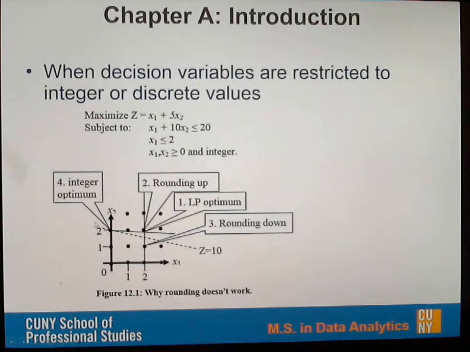So the objective function for this particular case is no longer somewhere here on the boundary; this would be the integer optimum. This is the LP optimum, but you could not round up or round down to find the integer optimum. That's why we need this new technique for integer programming.